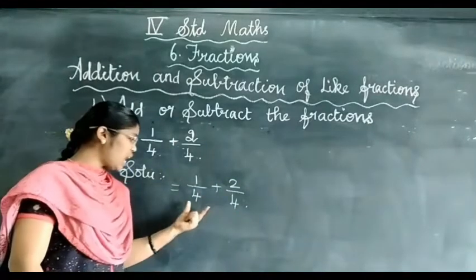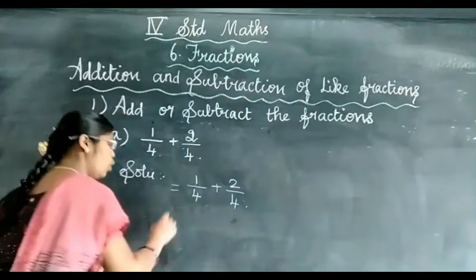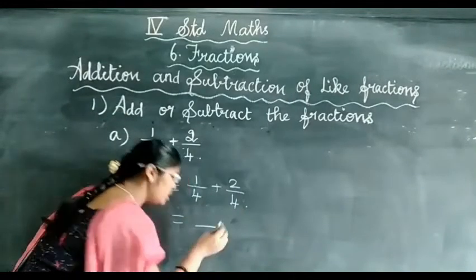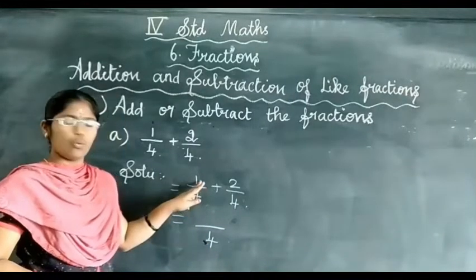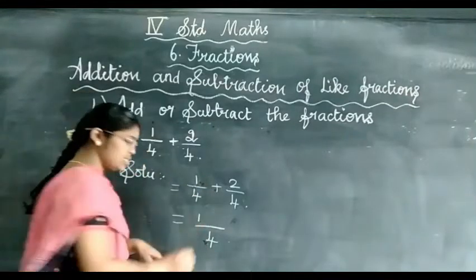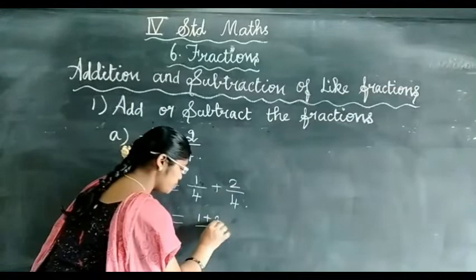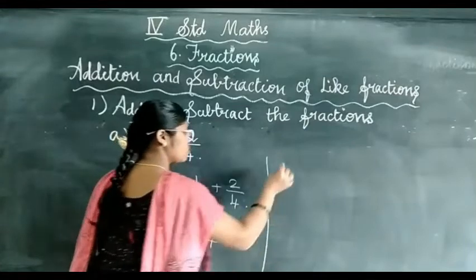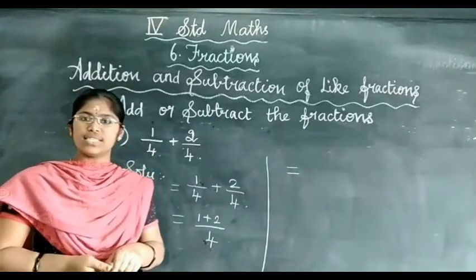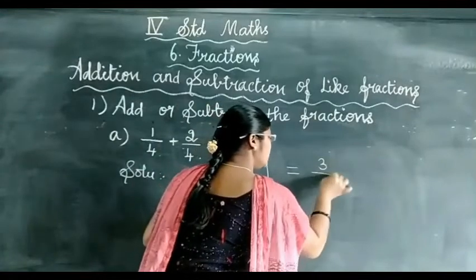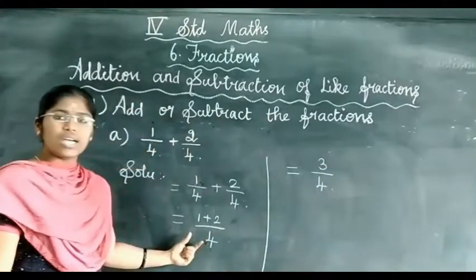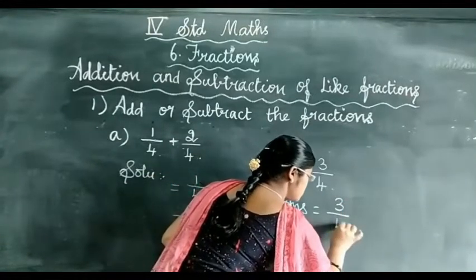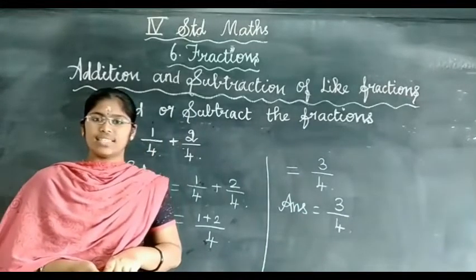See here, children, in this we have same denominators. So we combine and write the fractions. Denominator 4 and the numerator is 1 plus 2. The value is 1 plus 2 by 4. 1 plus 2 is 3. 3 by 4. At last, answer is equal to 3 by 4. Is it clear, children?